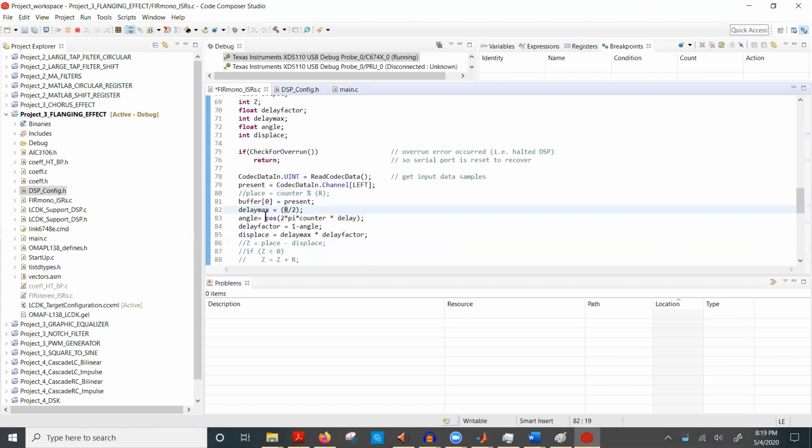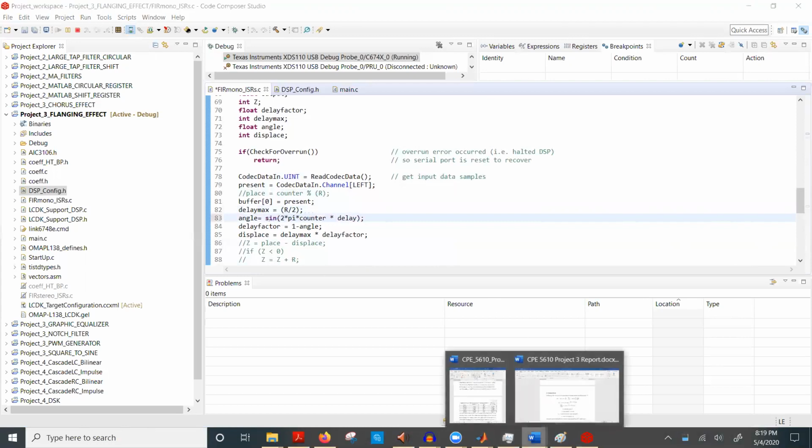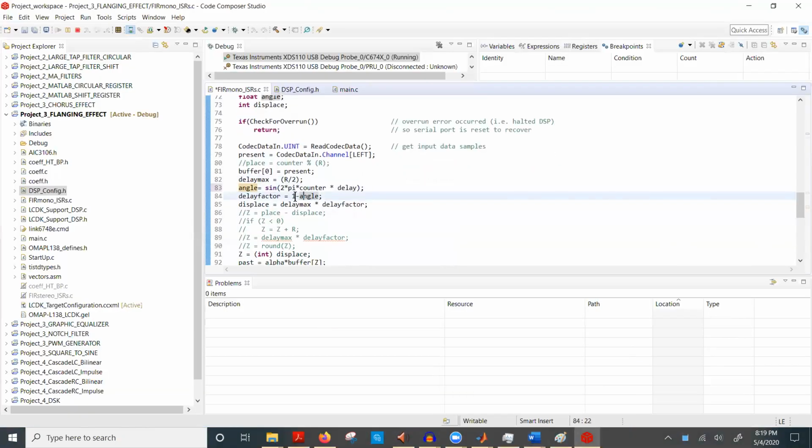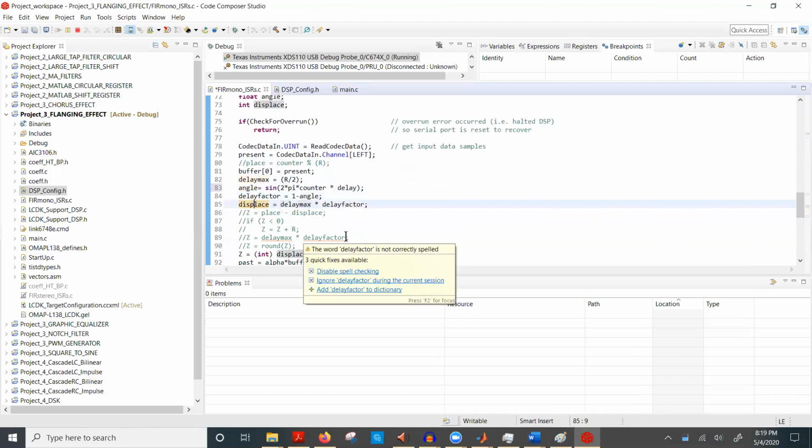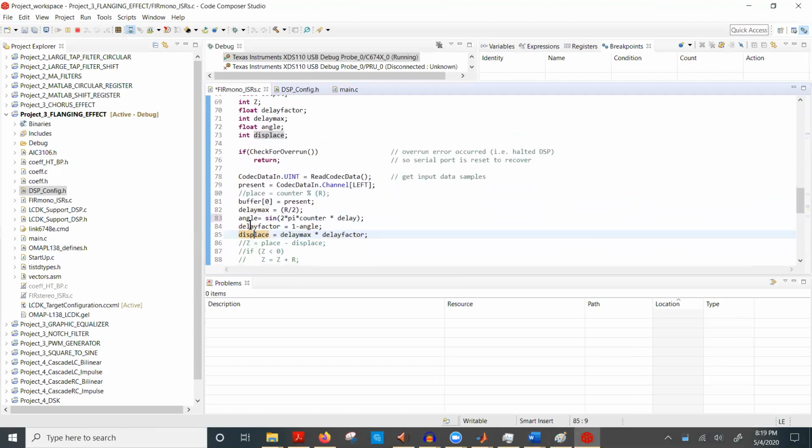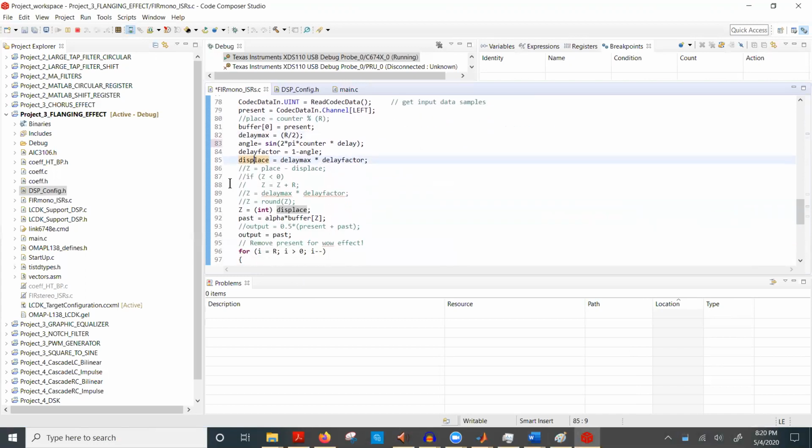So this angle is basically just the cosine part, or I guess it can be sine or cosine. I guess I should replace this with sine. But this is the sinusoidal portion. And so then you do 1 minus the sine part multiplied by the delay to get the actual displacement. Now this displacement must be rounded to an integer because we can only have an integer discrete delay. So if you notice, this is an integer, so this will round it to an integer. And so then we take the value at that delay point and multiply it by alpha, which I set as 1 in this case, to be the past value.